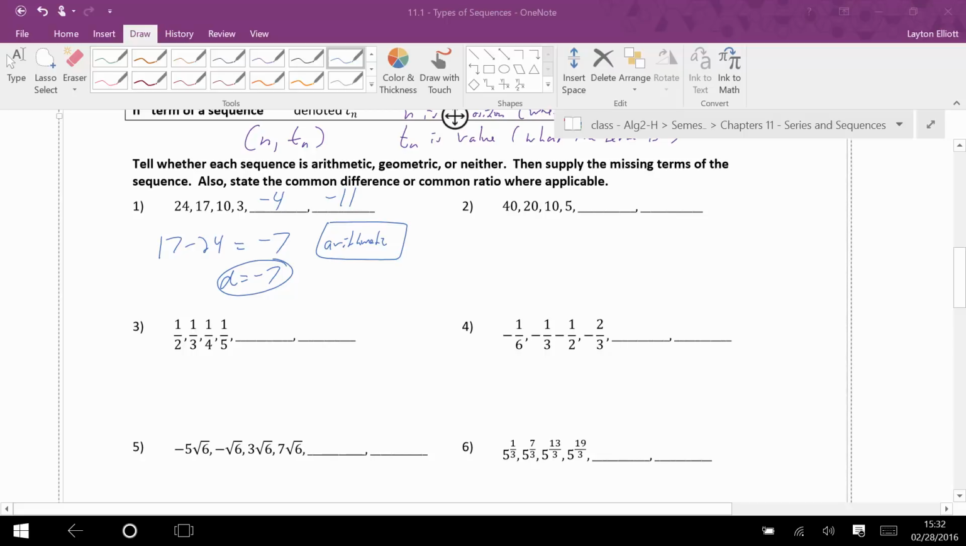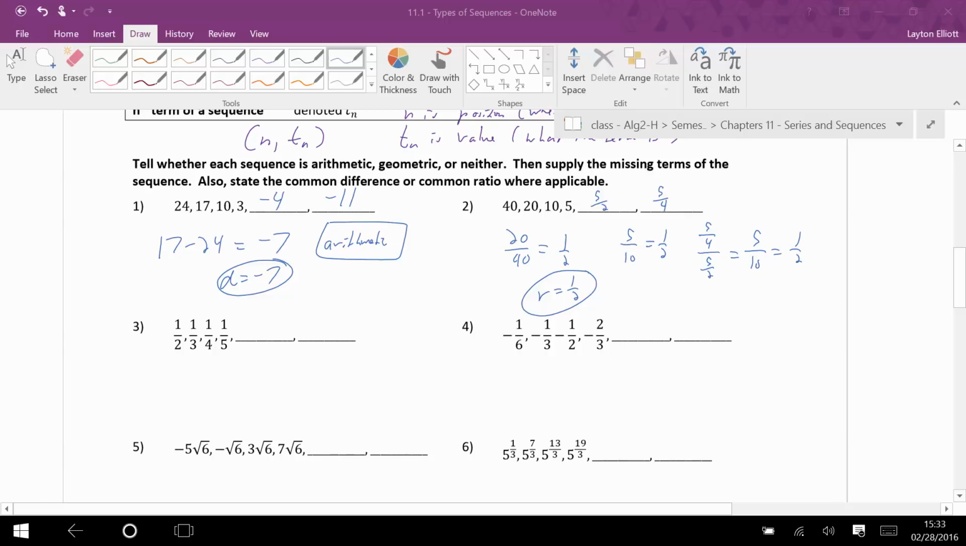This one, 20, 40, 20, 10, 5, if I keep going, every term is half the one before, so this would be half of 5, and I'm going to write it as a fraction. That's 5 halves, and this is 5 fourths. And if I take any term and put it over the one before it, I get 1 half. I can check with a few of them, like 5 over 10 is 1 half, or 5 fourths over 5 halves is the same as 5 over 10, which is 1 half. So this is a common ratio of 1 half, and that means that this thing is a geometric sequence. Geometric because I'm multiplying by 1 half to get to the next term.